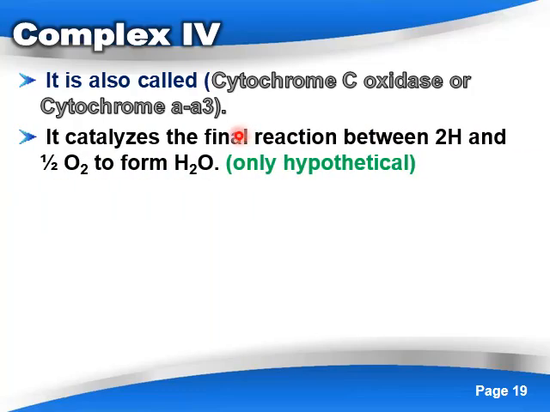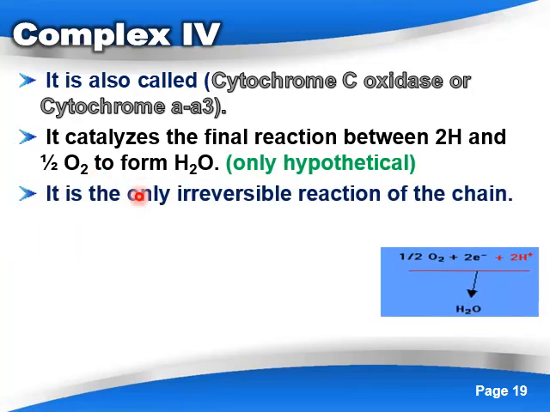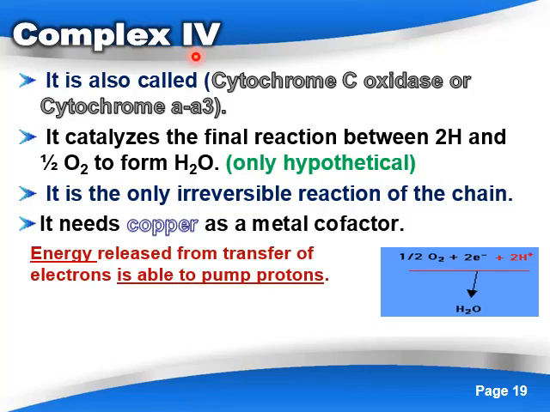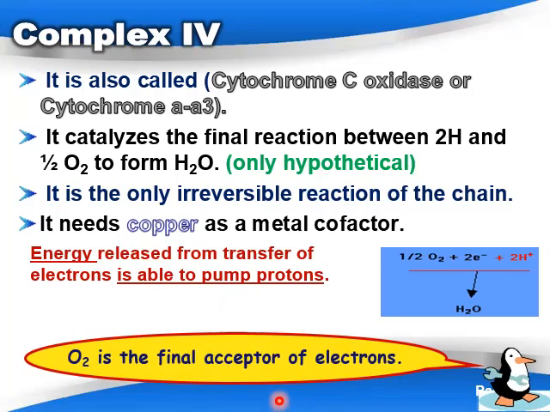Complex 4 is called cytochrome C oxidase. Its components are cytochrome A and A3. It catalyzes the final acceptance of hydrogen by oxygen to form water. Two protons are received by half a molecule of oxygen, forming water. It is the only irreversible reaction of the chain. As we said, oxidation reduction is a reversible reaction, but once the hydrogen comes to oxygen and forms water, it is irreversible. These complexes need cofactors. Complexes 1, 2 and 3 need iron as cofactors. The only complex that requires copper as a cofactor is complex 4. Energy is released and used to pump protons to the inner mitochondrial membrane.